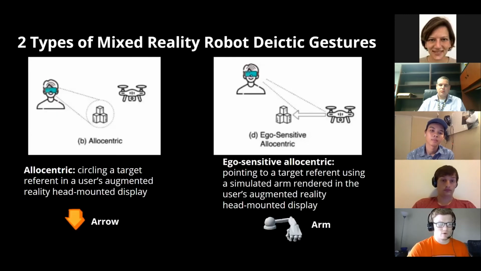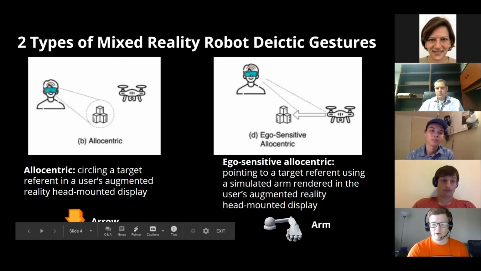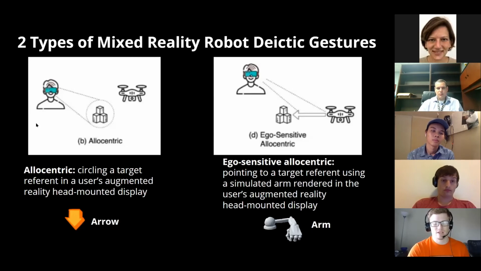We decided to explore two different mixed reality gesture types, and this is from Professor Williams' taxonomy of mixed reality deictic gestures. The first is an arrow gesture, which is just circling a target referent, in this case, drawing an arrow over the target. And then the second type was an arm that was mounted on the robot itself, which would be classified as an ego-sensitive allocentric gesture.